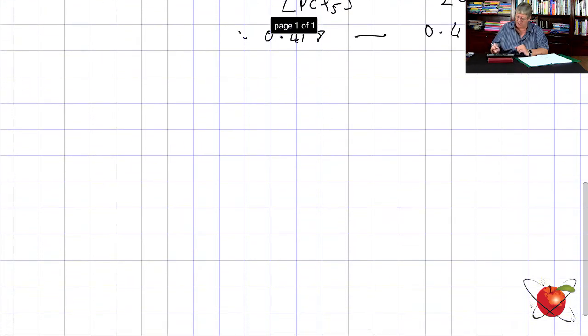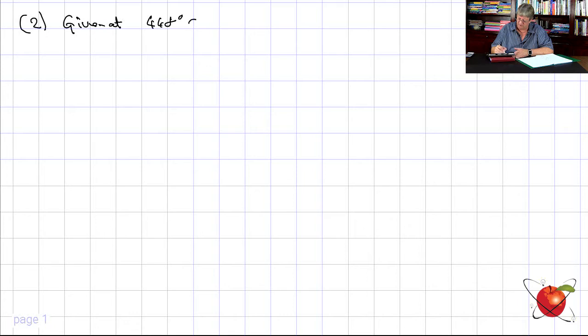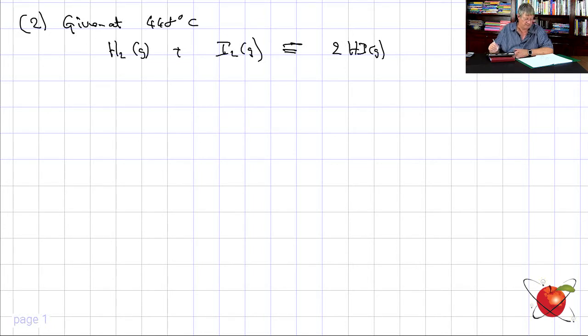This one's going to end up using the ICE table as well. This question says to us, the following is given at 448 degrees centigrade. So this is example 2. These temperatures are quite high. We've got H2 gas plus I2 gas going to 2HI gas. And they tell us that at equilibrium, blah, blah, blah.